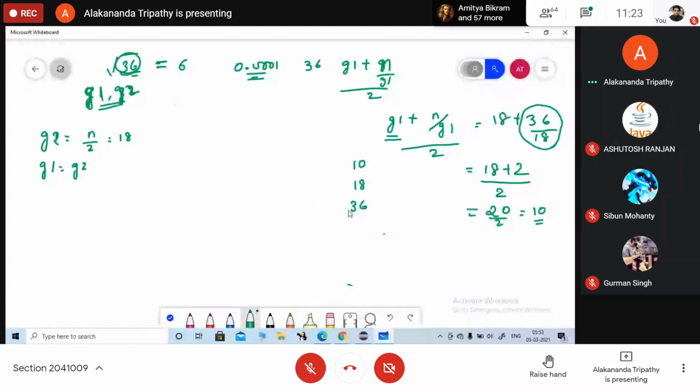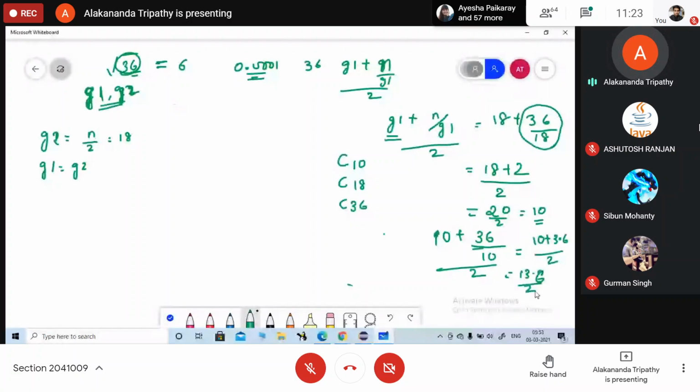10. Then my next value will be 10 plus 36 by 10 divided by 2. So what will be the value here? 10 plus 3.6 divided by 2 कितना हो गया? 13.6 divided by 2. What will be the value?